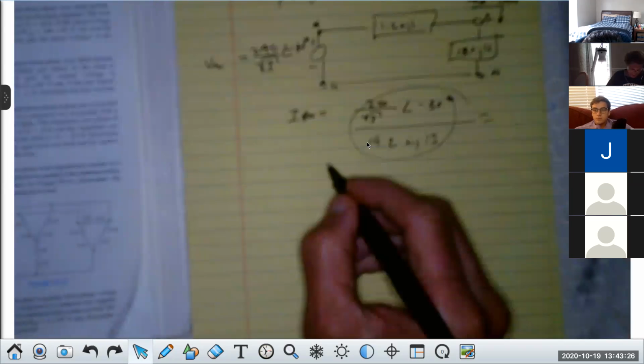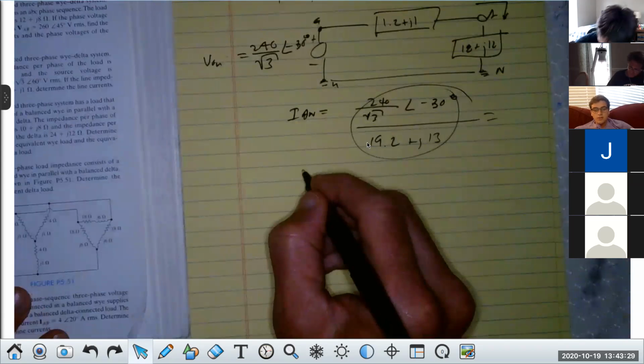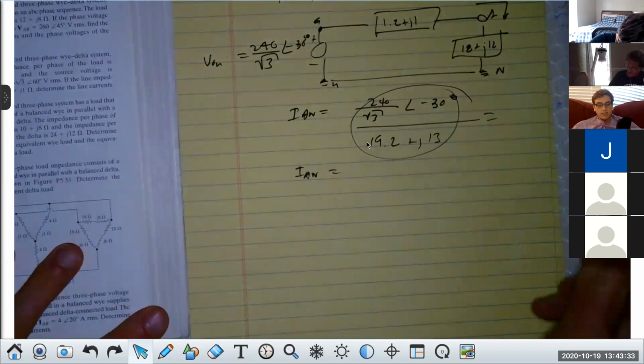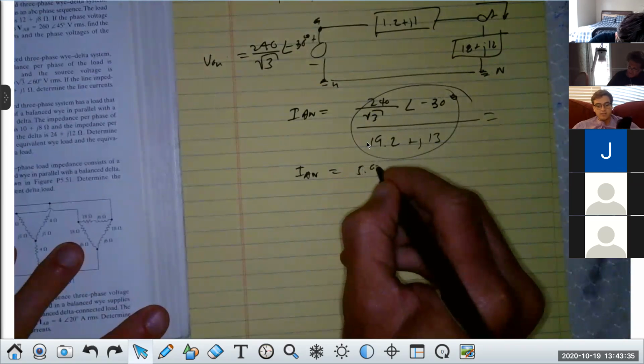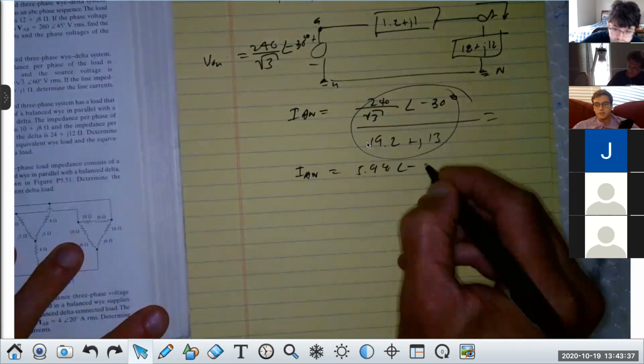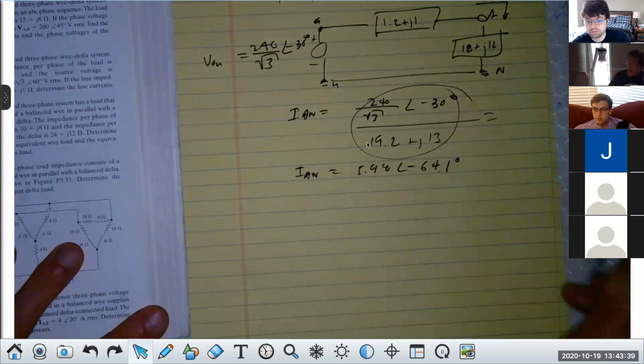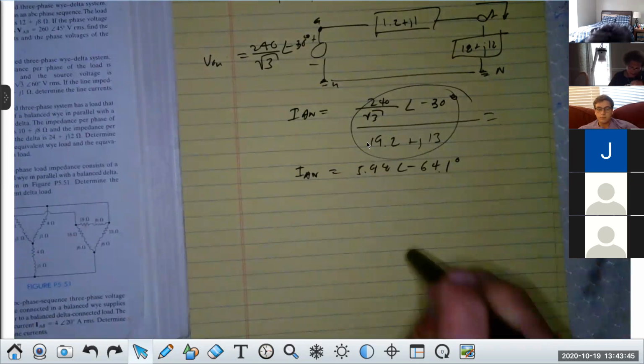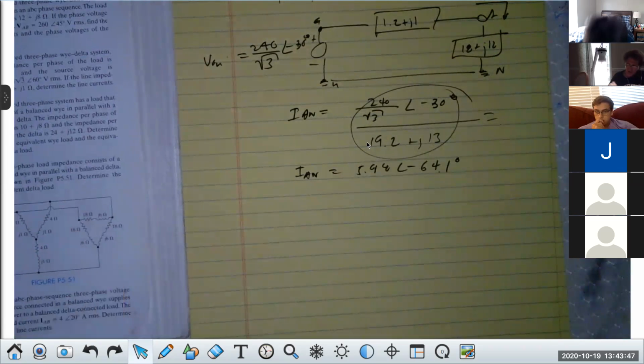Anybody want to give me that? Do you want it in polar or rectangular? Always polar. 5.98 at an angle of minus 64.1 degrees. Okay, y'all hear that? Yes. Okay, good. Now, remember, do the calculations in Y-Y.